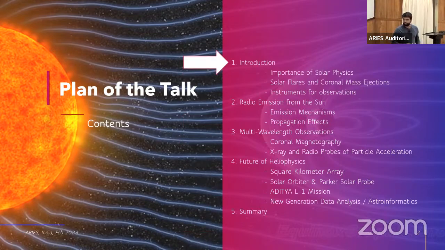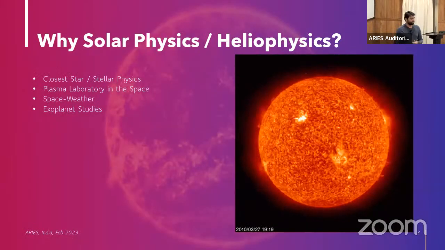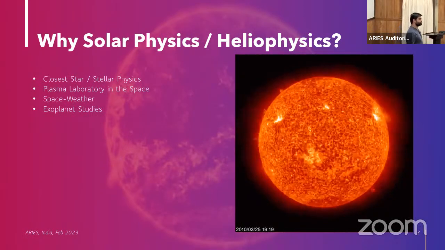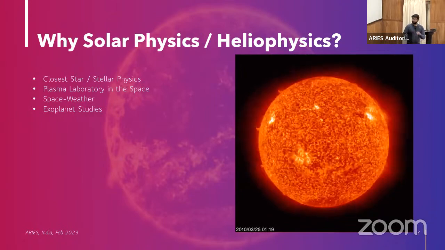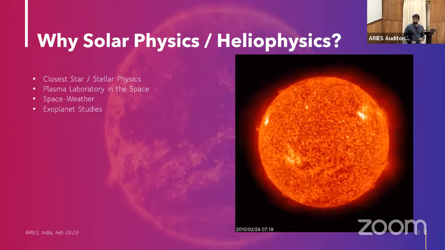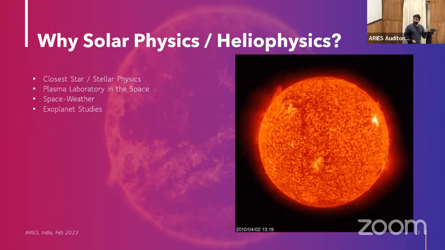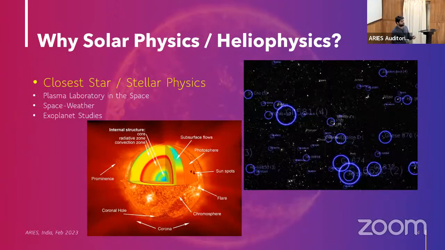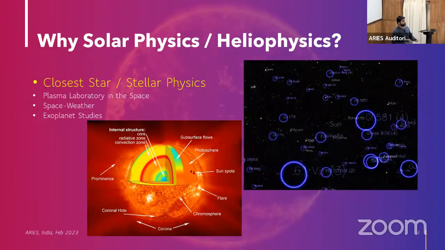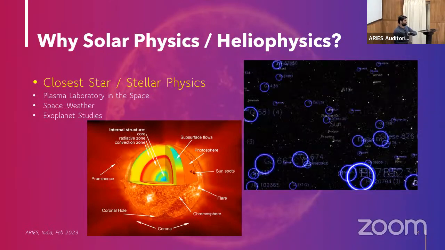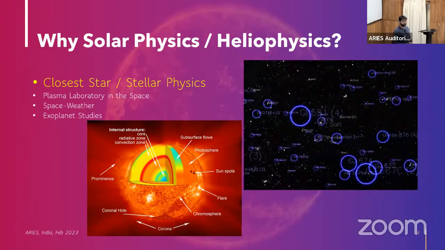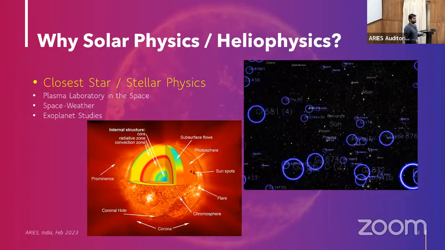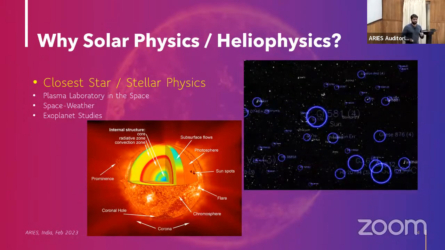So first, the introduction: why do we need to study solar physics or heliophysics? Heliophysics is a general term, closer to space weather and the interplanetary medium. Solar physics is closer to the Sun. Firstly, the Sun is our closest star, and it forms the reference for stellar physics. So you need to understand the Sun, because it is a reference.